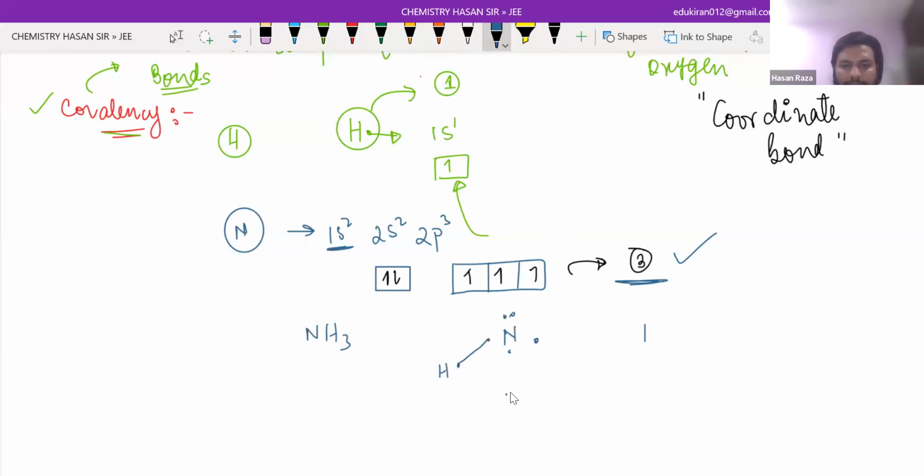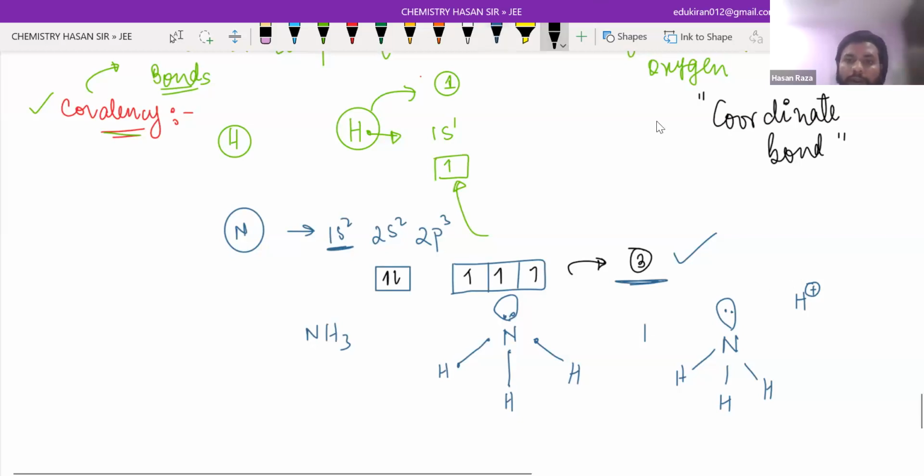hydrogen will come like this, and you can see 1 lone pair is there. Here the covalency is 3. But what happens, you can see NH3 is there, it has 1 lone pair, and if a Lewis acid, that means H plus, a species which has deficiency of electron, comes, it will basically donate 1 of its electrons.